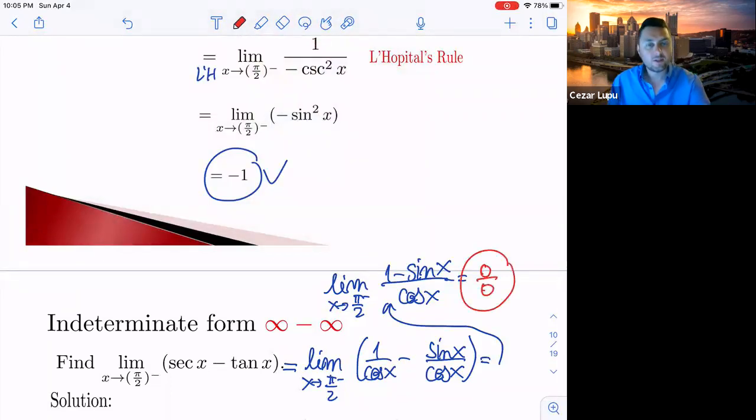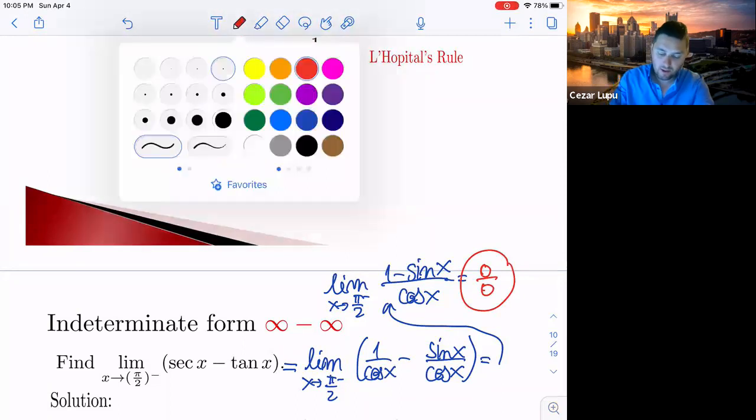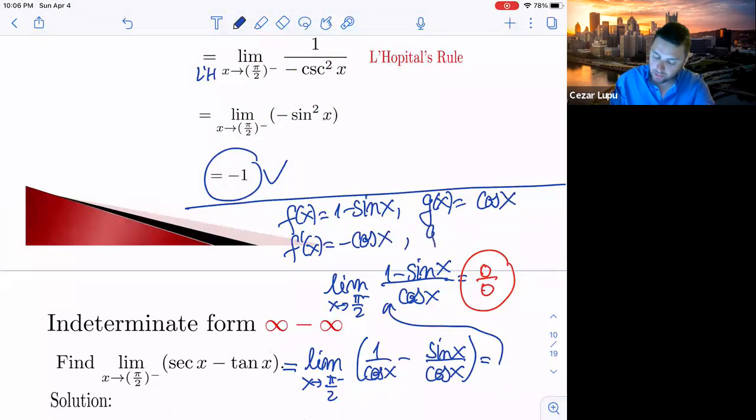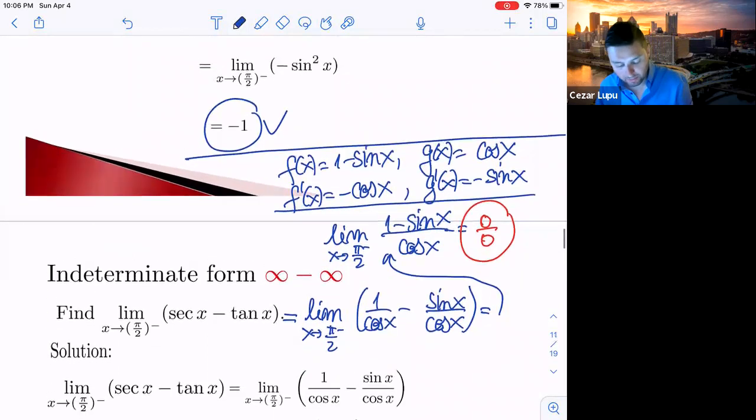Great. So at this point, we're in a very good position to apply L'Hopital's rule. So let's consider these two functions. f is 1 minus sine of x, and g is cosine of x. So f prime of x is negative cosine of x, and g prime of x is negative sine of x. All right, great. So we have the derivatives. Let's apply L'Hopital's rule.